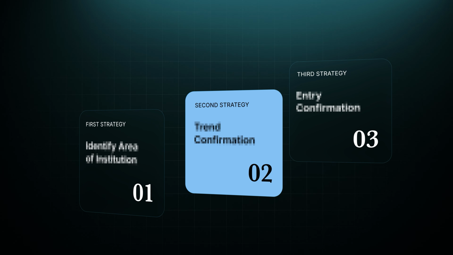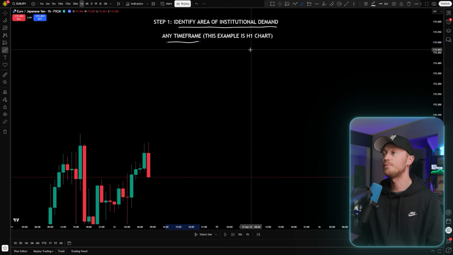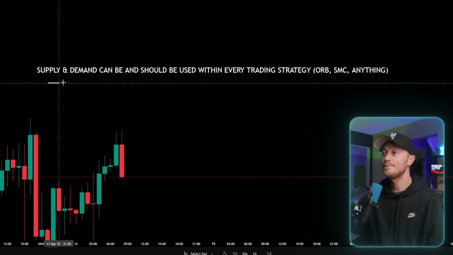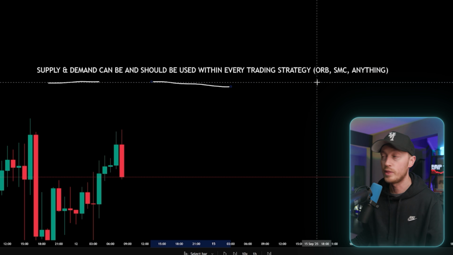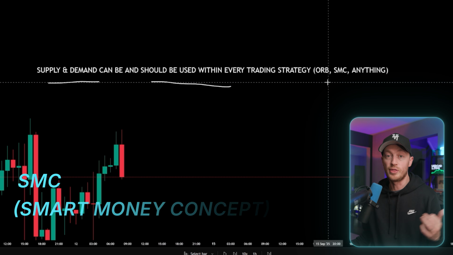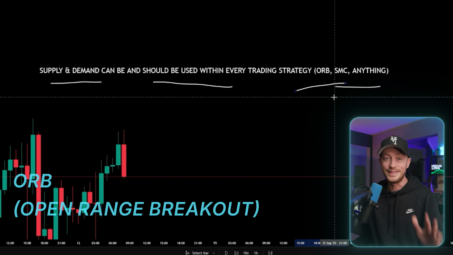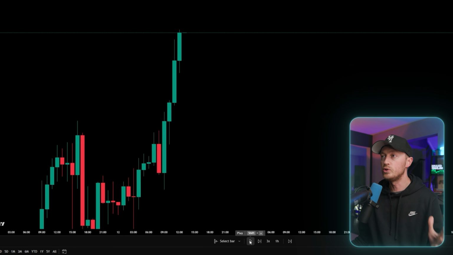For step 1, we need to identify an area of institutional demand. This can be on any time frame. For this example, I'm on the H1 chart. And before we start, you should know supply and demand can and should be used within every trading strategy, whether you're using SMC, whether you're using smart money concepts or open range breakouts. This will help you. So let's play this chart out here, and let me show you what I see.